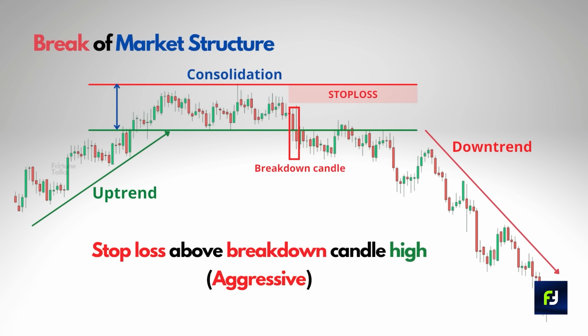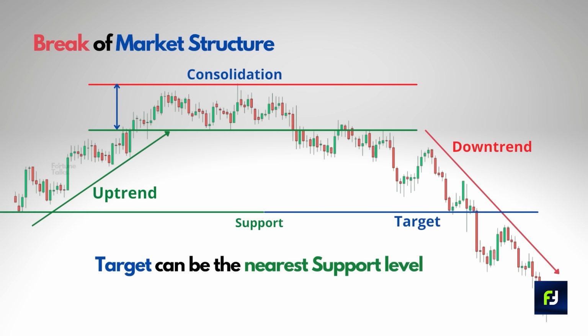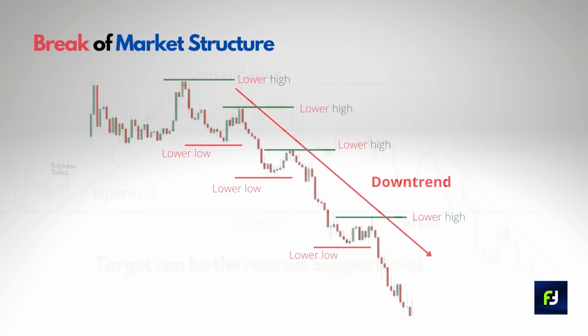In case of a tighter stop loss, you can keep the stop loss above the breakout candle high, and to be much safer and to avoid deep pullbacks, you can even place the stop loss above the consolidation range. The target in this case will be the nearest support level. Now let us consider this in case of a downtrending market.